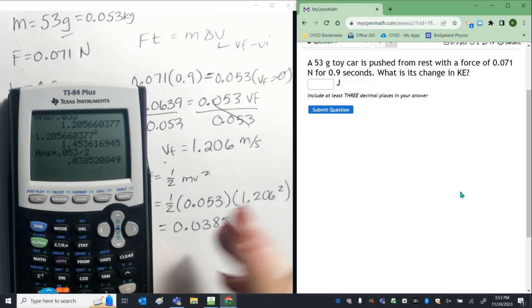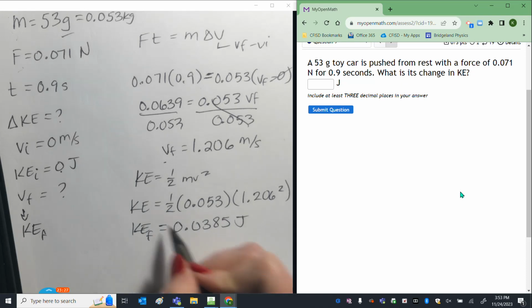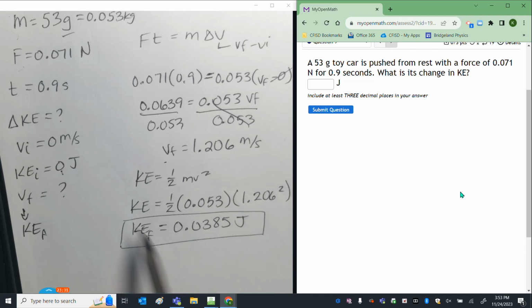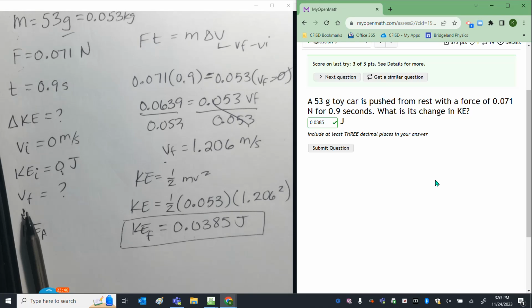0.0385. My unit will be joules because this is energy, and again, this is the final kinetic energy, but because the initial was 0, the change is, if it goes from 0 to this is also the change. So the change in KE will be positive 0.0385, and it does tell us to include at least 3 decimal places. I have 4, which is even better, but make sure you have at least 3.